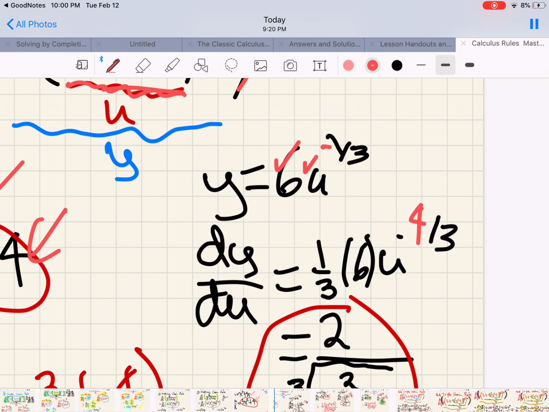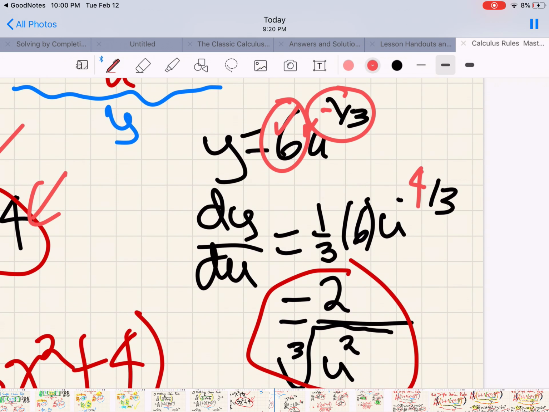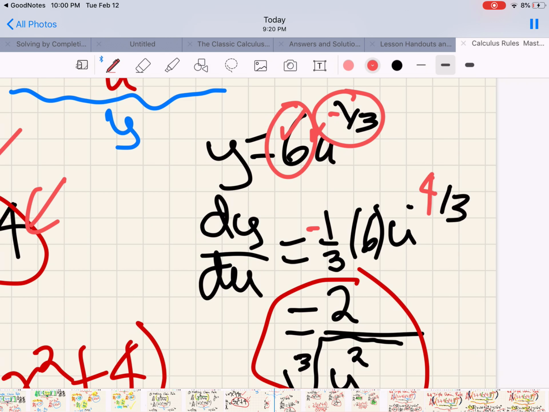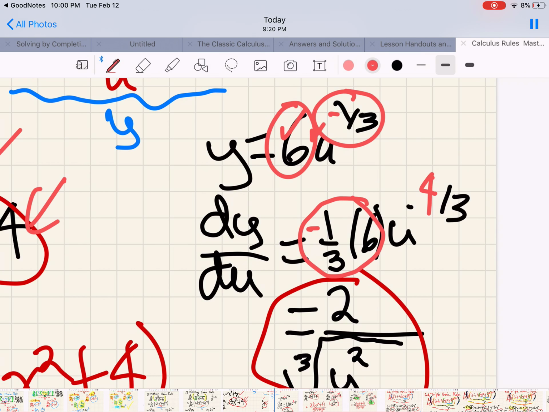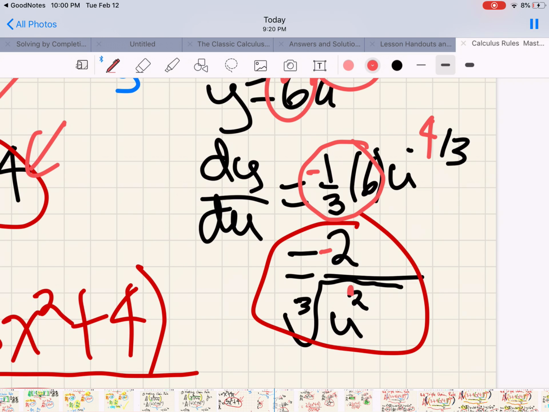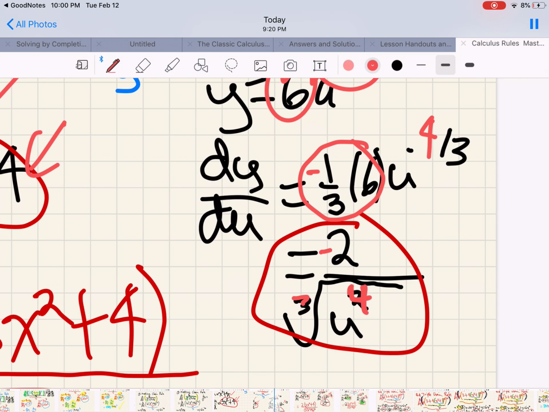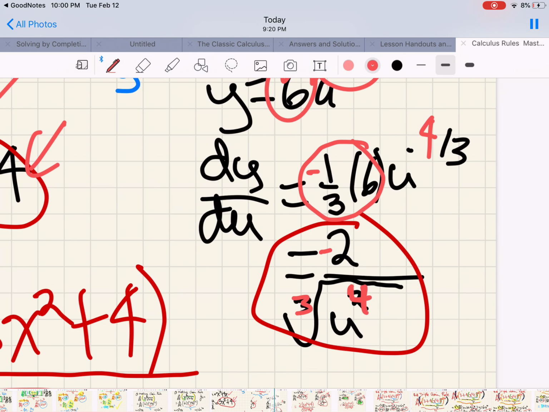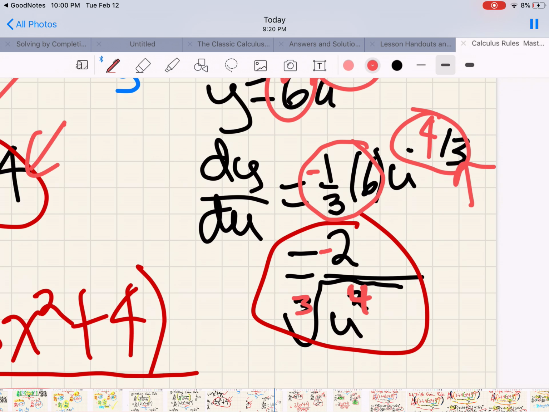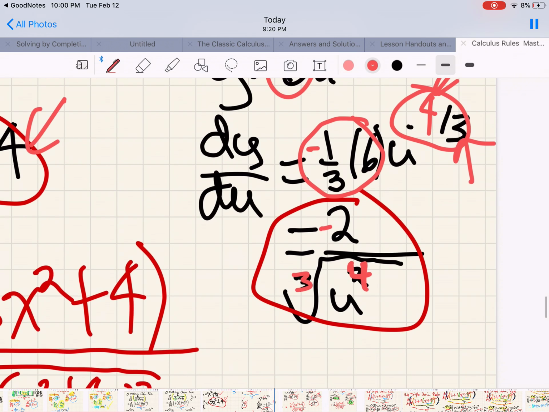And again, I have negative 1/3 multiplied by that 6. So that should have been negative 1/3 multiplied by 6, which works out to negative 2. And it should have been the cube root of u to the 4th, okay, because it's negative 4/3. The 3 denotes the cube root. The negative 4 is the exponent, so I bring things to the bottom.